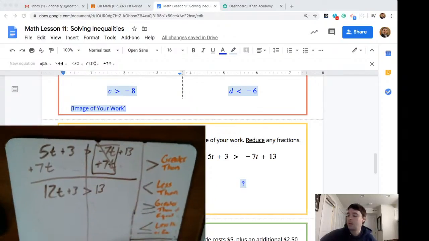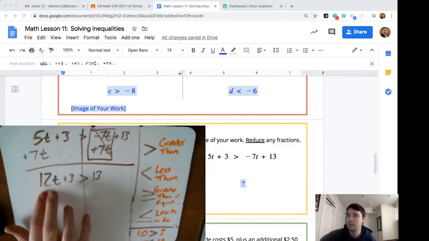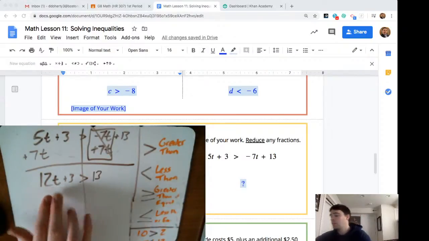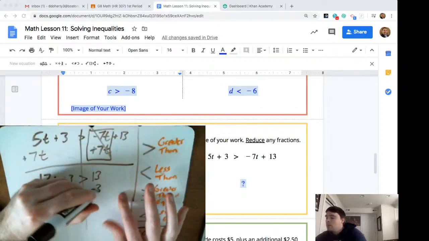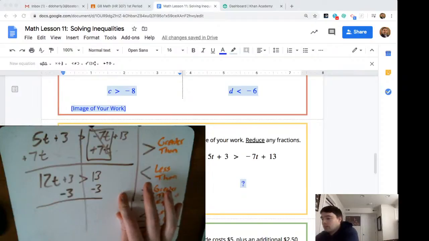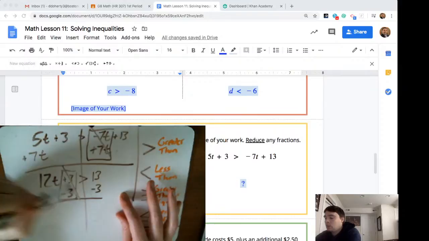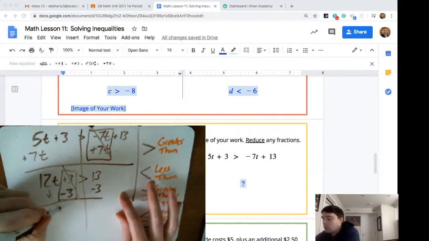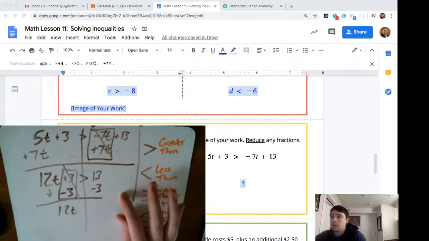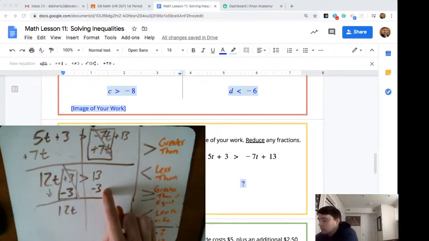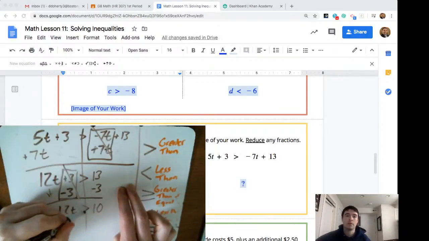That first step now has brought us to something that looks more familiar. All of the t's live on the left side here, so we want to get rid of the positive 3. I can do that with a negative 3. So when I subtract 3 on both sides of the inequality, that cancels out the positive 3, and that gives us 12t in the left inequality. And on the right side, 13 minus 3, the difference between 13 and 3 is 10. So we are left with 12t is greater than 10.